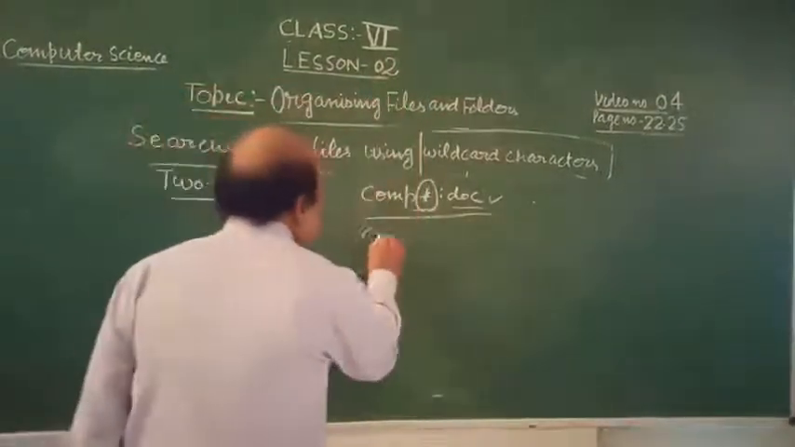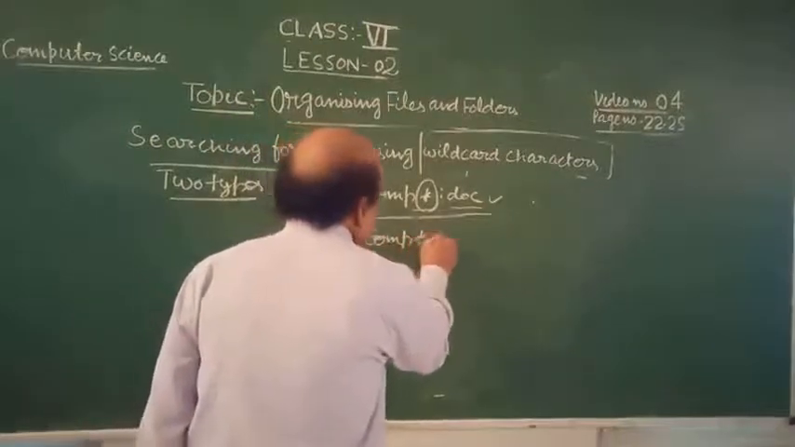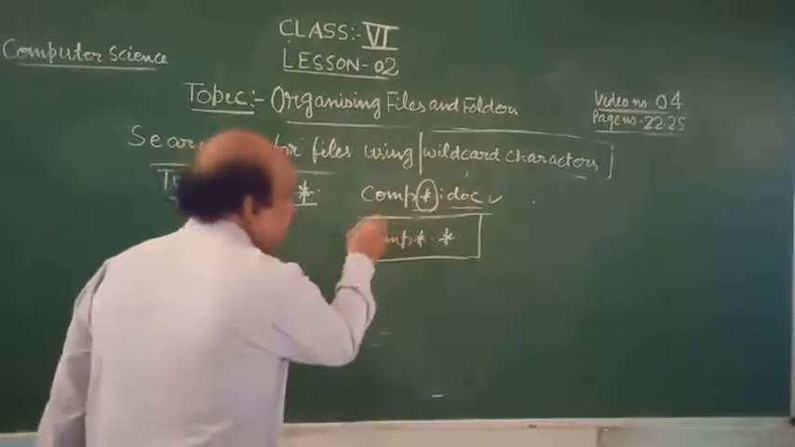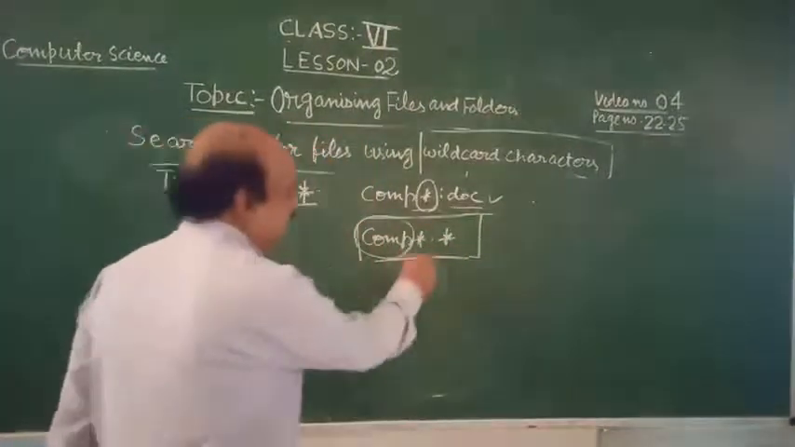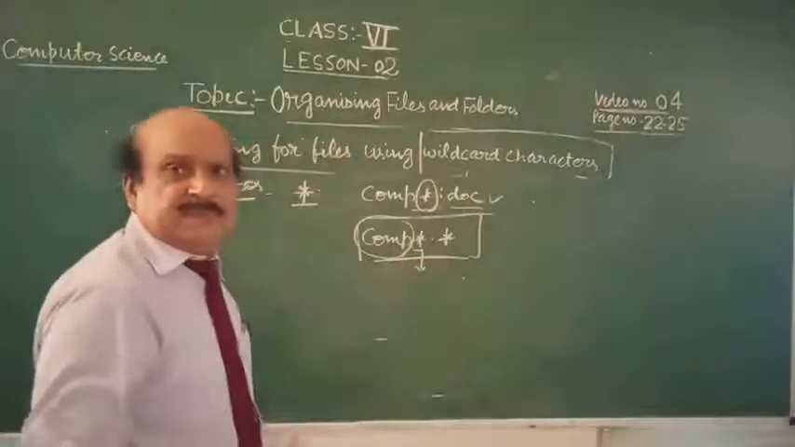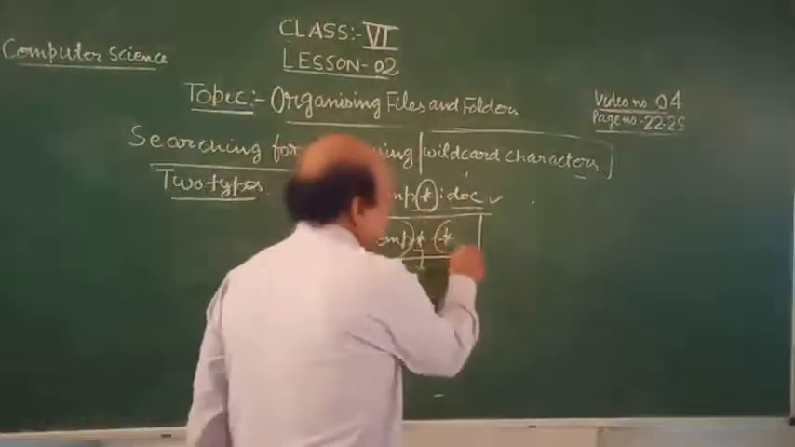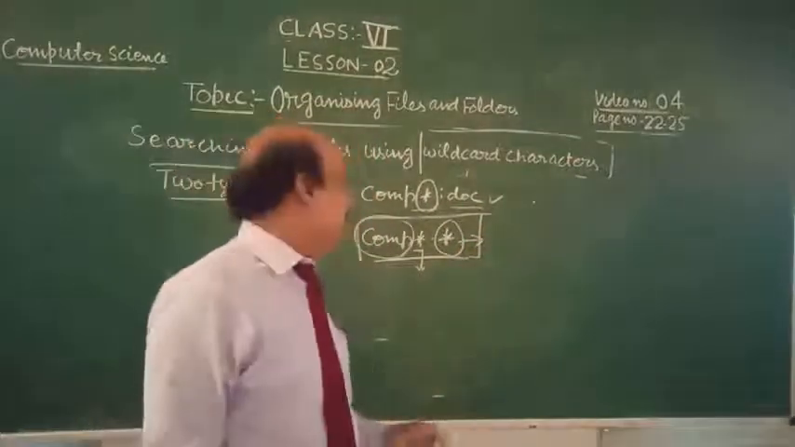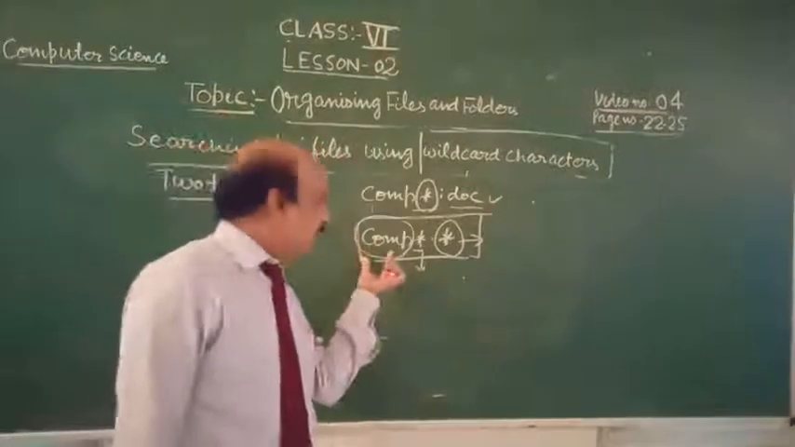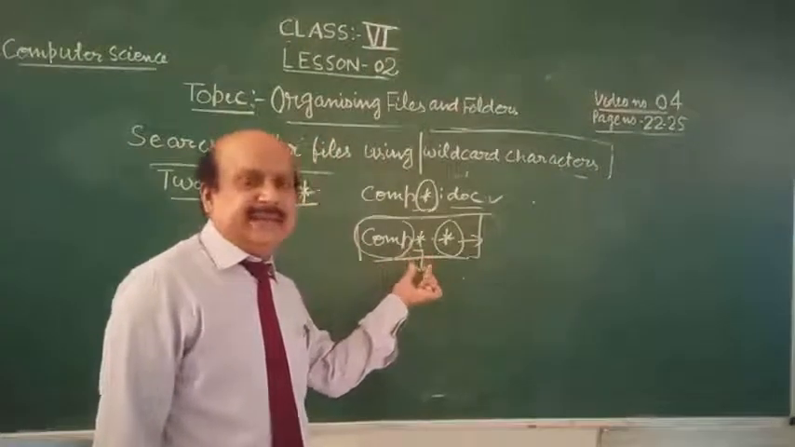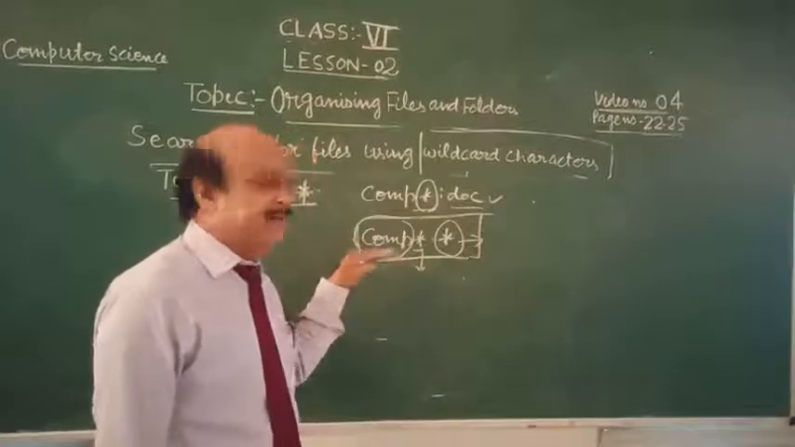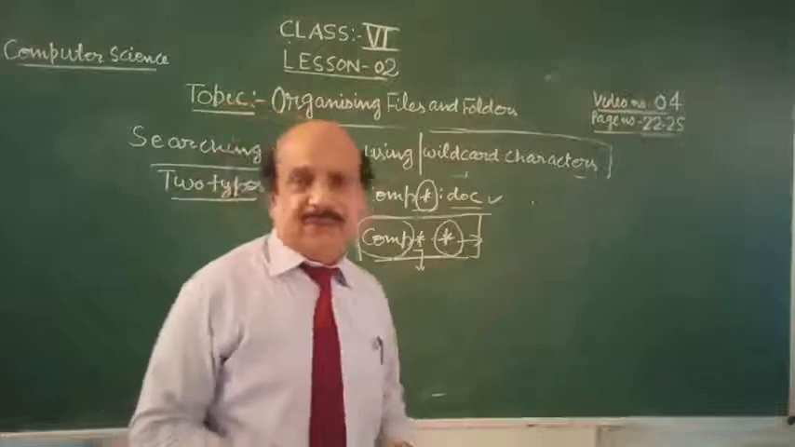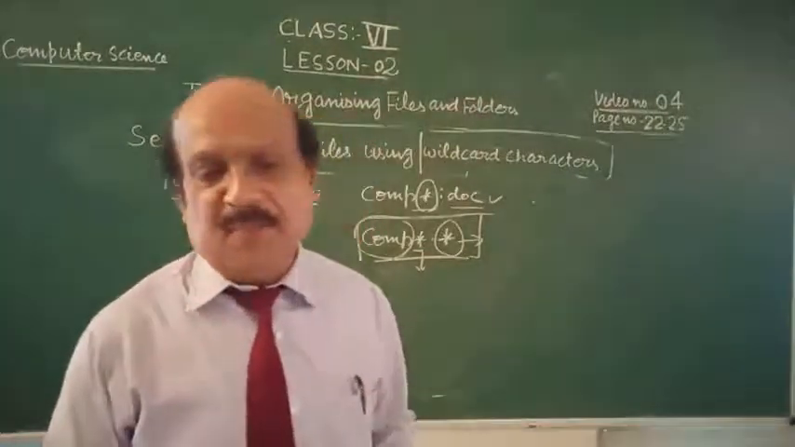Next example, you can take comp asterisk dot asterisk. See here. It means the file will start with comp. The primary name can be longer. And any extension is there. No need to specify the extension here. Any type of file which you have stored in the computer's memory and that starts with comp, after that any characters, it doesn't matter. So all the files which start with comp, with any extension, will be displayed on the monitor.